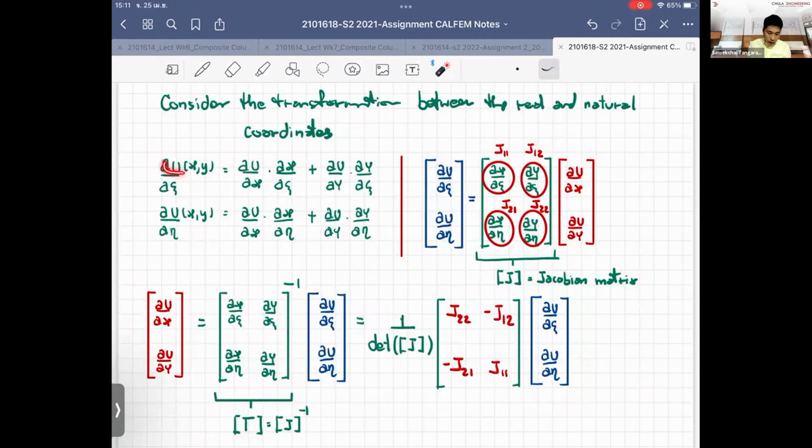Basically we have the displacement in terms of the real coordinates x and y, and we want to take the derivative of the displacement in terms of the natural coordinates. So we use the chain rule. When we use the chain rule, we can just rearrange the terms in matrix and vector forms. We have in one column the derivative of u and v.